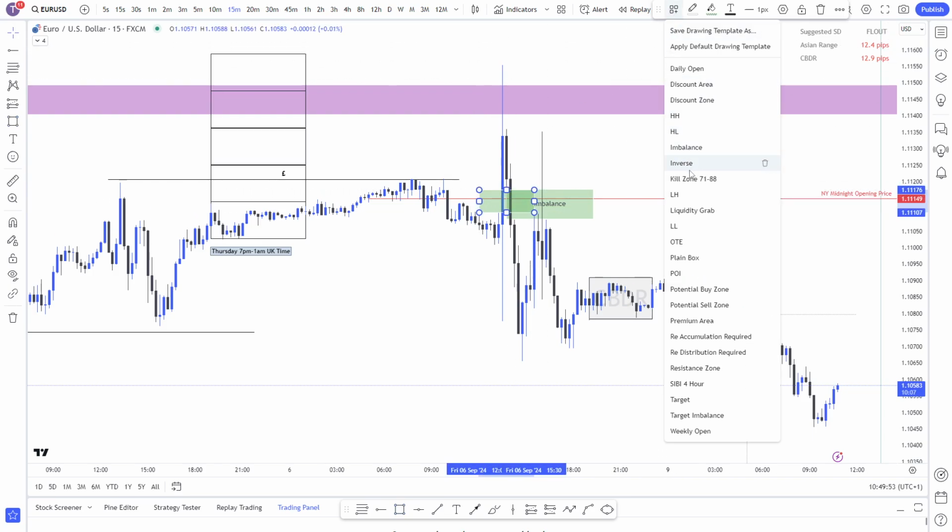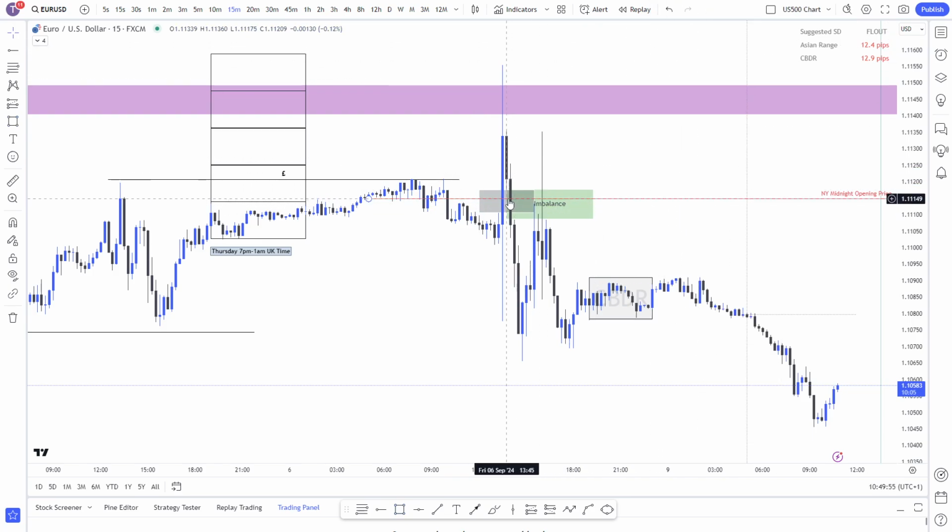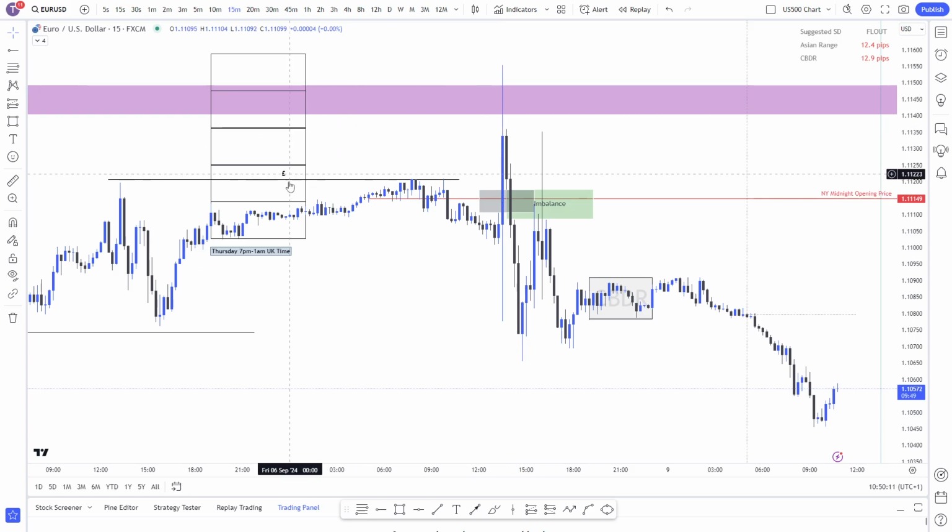And this is a balanced price range. So you can enter inside that balanced price range because you've utilized a higher time frame point of interest level. You've utilized the standard deviations within the central bank dealers range. You've gone from the daily time frame all the way down to the 15-minute. You can enter in the 5-minute as well. And this is giving you an entry.